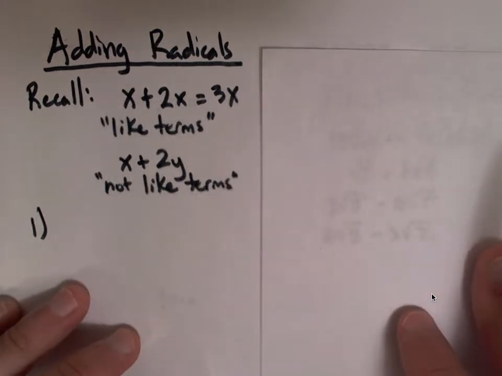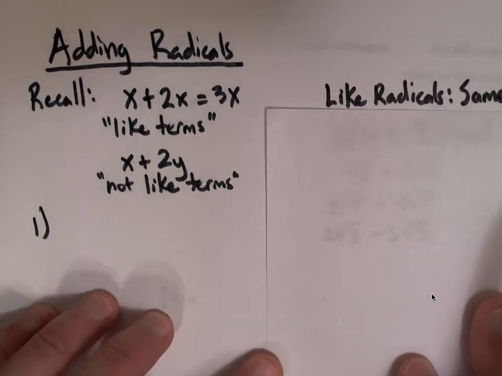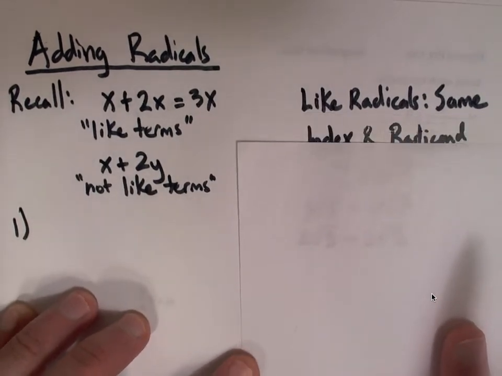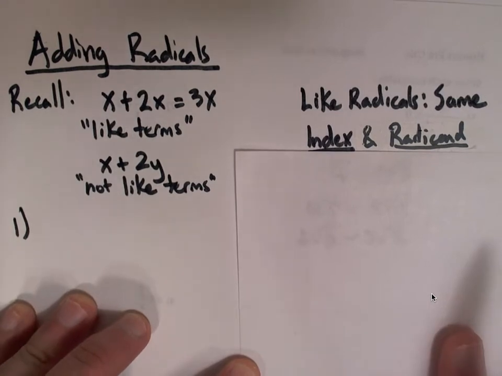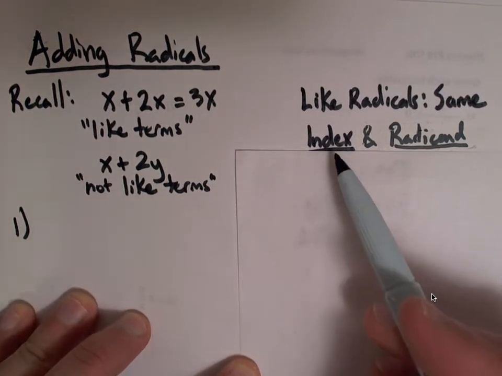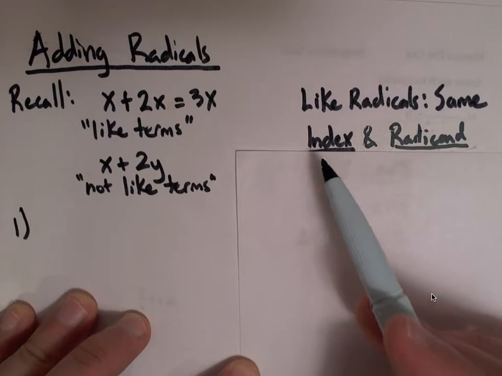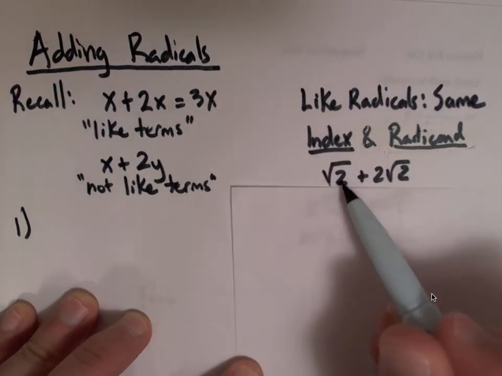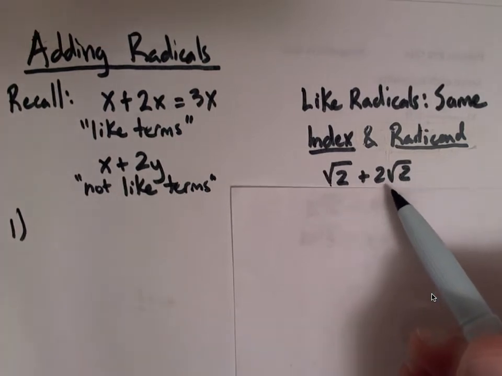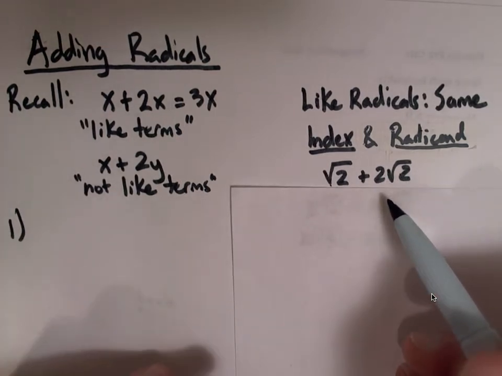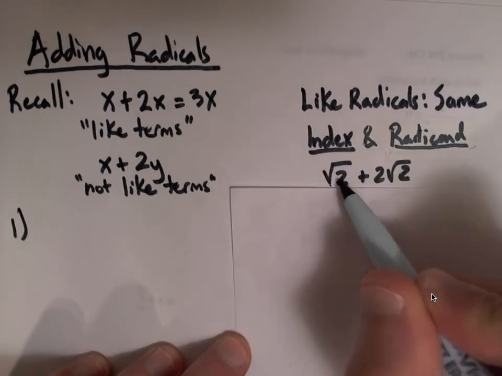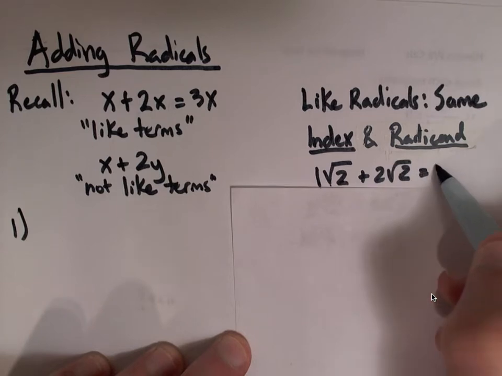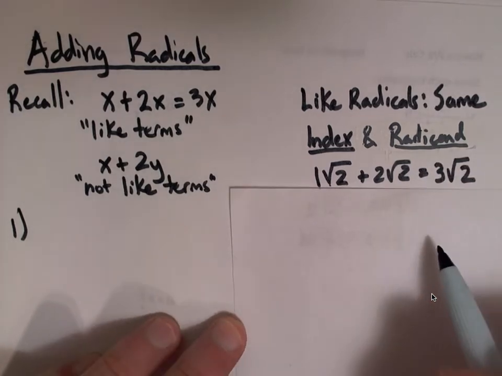The same thing applies when we're talking about like radicals. So if I have like radicals, that has to be the same. They have to be the same index and radicand. In other words, it's the type of root and the number inside the root has to be the same, and then I can add them up. I can combine them. So for example, root 2 and 2 root 2. I can combine those because it's a square root, and I've got a 2 in here, so I've got 1 root 2. You can put a 1 if you want. 1 root 2 and 2 root 2, that just makes 3 root 2.